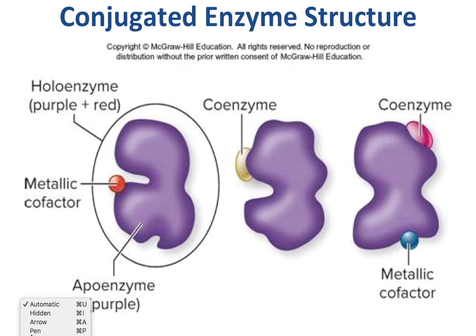For example, in this image, we can see this is the enzyme. The red one is the cofactor. A cofactor is normally a metal ion. The cofactor plus the enzyme is called the holoenzyme. The enzyme itself is called the apoenzyme.